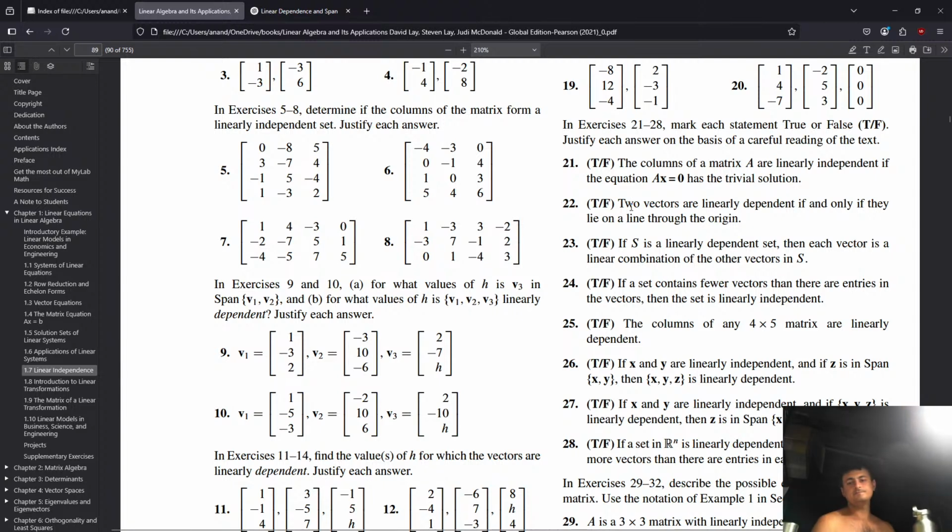24. If a set contains fewer vectors than there are entries in the vectors, so if the number of vectors is less than the number of entries, I don't think that's true.